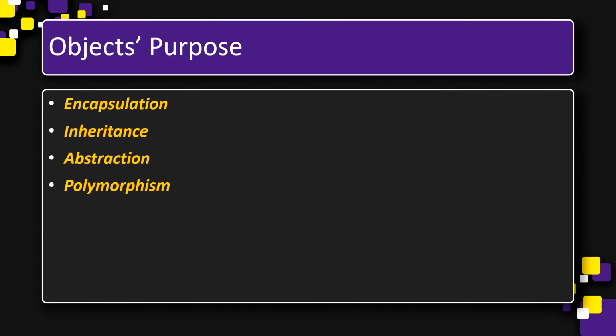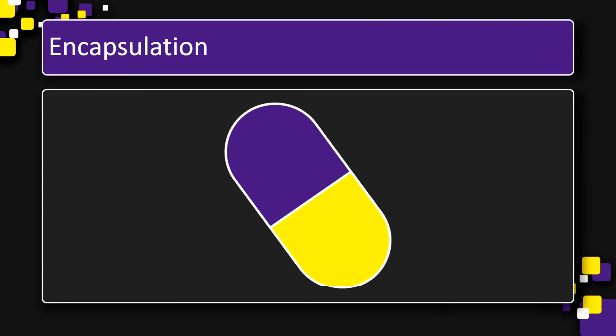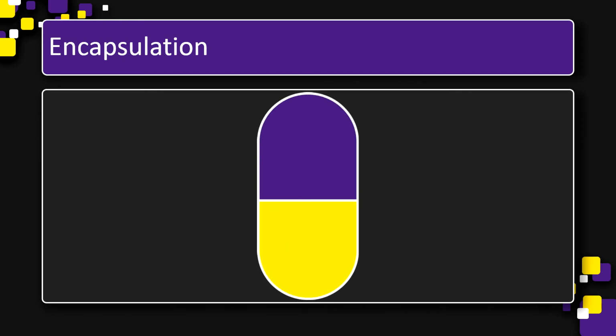So the object's purpose, and in general a class's purpose, is these 4 things: encapsulation, inheritance, abstraction, and polymorphism. Now, don't worry too much about these right now. I'm just going to give you a high-level overview, and we're going to be talking more about them later. But the first thing that you should really know about objects is encapsulation. So if we have a pill capsule, for example, from what you'd get from your doctor, maybe it's a vitamin, and it contains powder inside, right? The powder being the medicine.